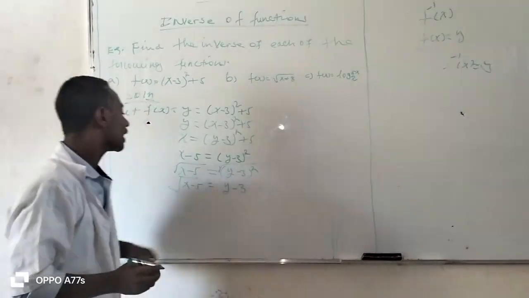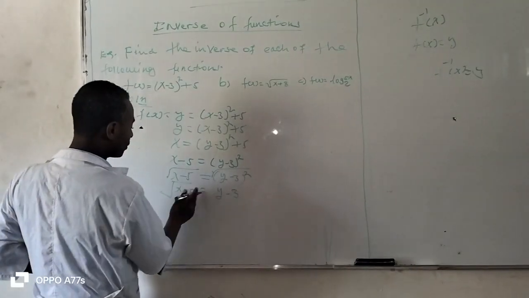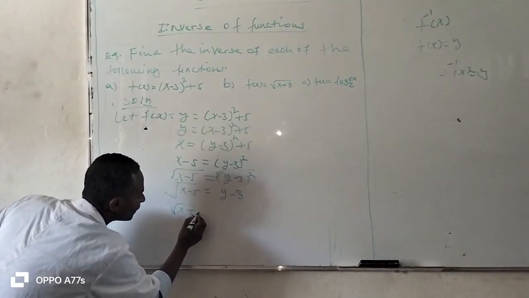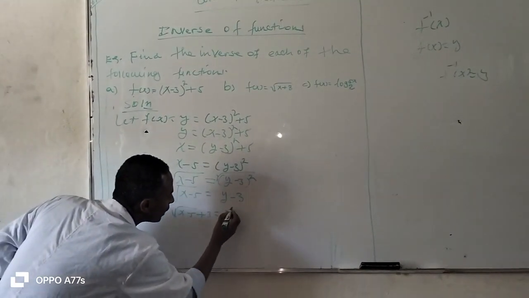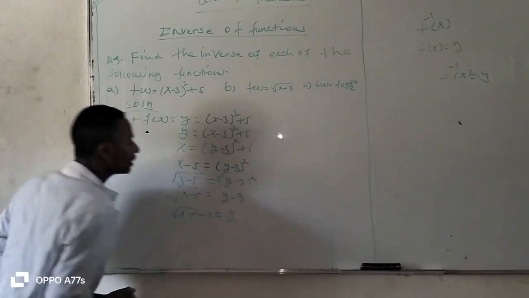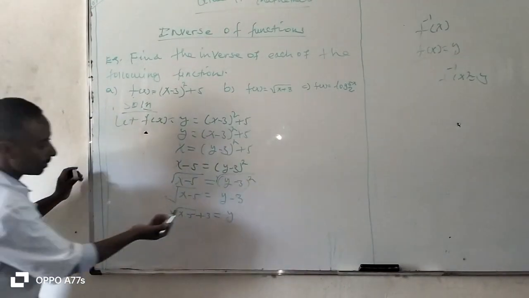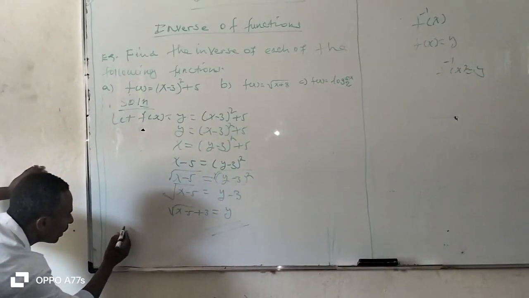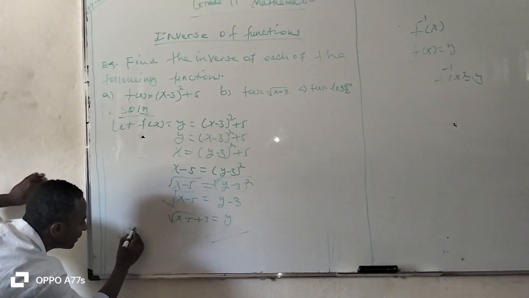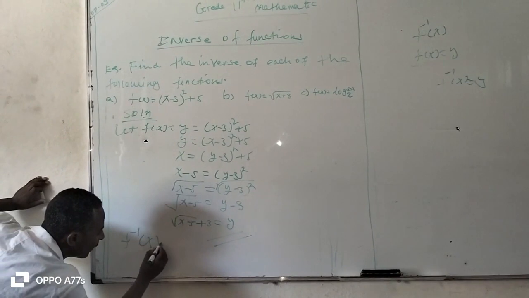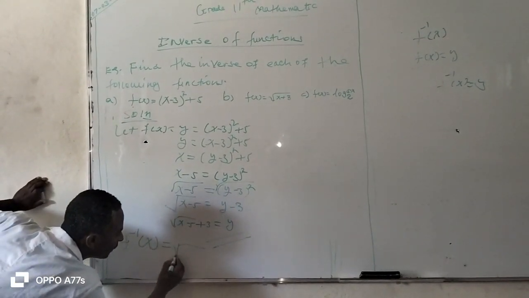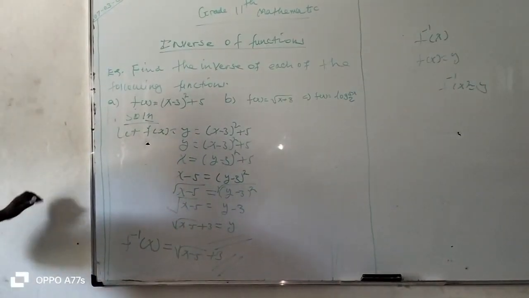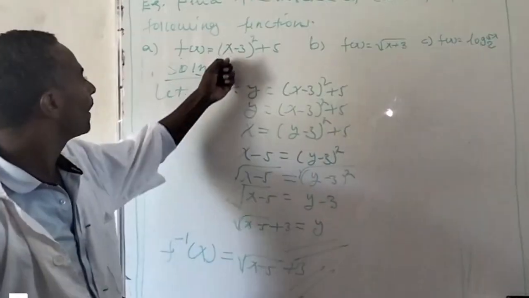Now take minus 3 from this side to this side. That is, the square root of x minus 5 plus 3, since y is negative. Then finally we can write f inverse as the square root of x minus 5 plus 3. This is the inverse of this function.